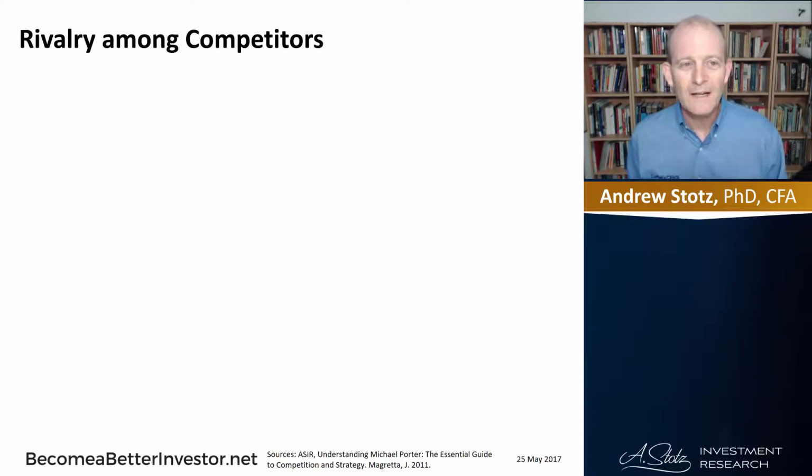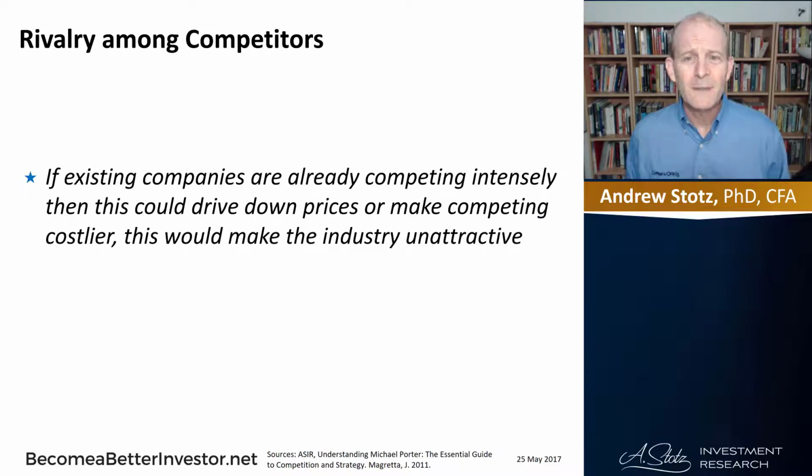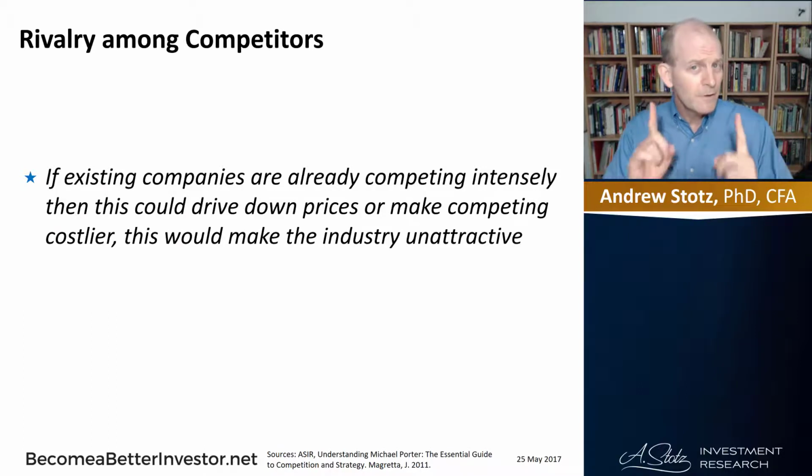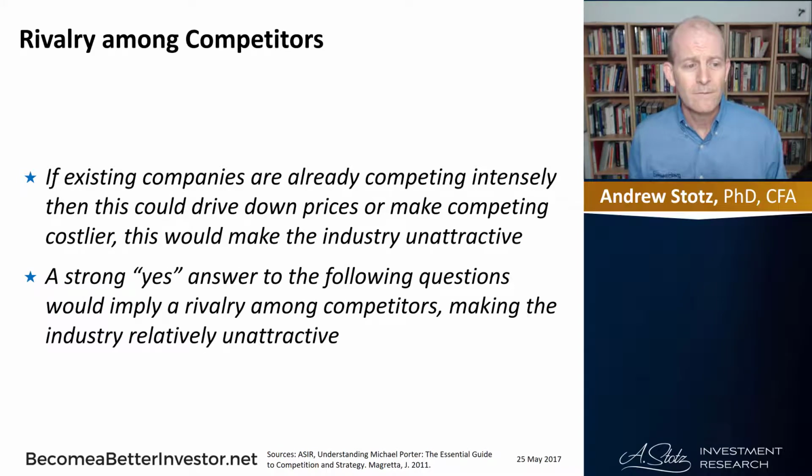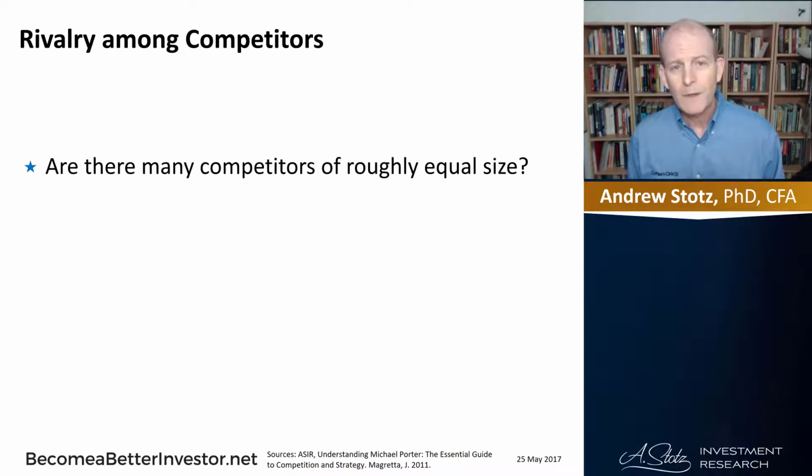The next question is the rivalry among competitors. How brutal is the competition? Is it bloody? If existing companies are already competing intensely, then this could drive down prices or make competing costlier. This would make the industry unattractive. Remember, Porter says attractiveness is measured by the ROIC of the industry. Now, a strong yes answer to the following questions would imply a strong rivalry among competitors, making the industry relatively unattractive.